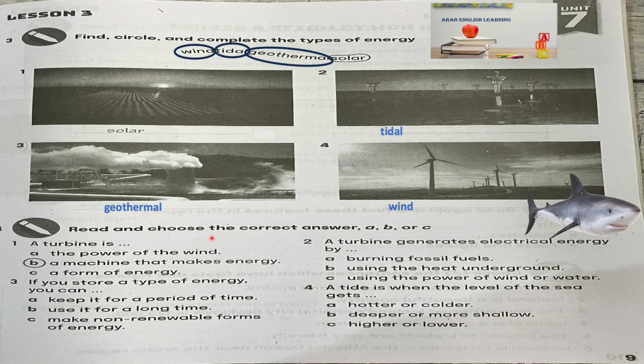Exercise 4. Read and choose the correct answer A, B, or C. A turbine is a machine that makes energy. 2. A turbine generates electrical energy by using the power of wind or water. 3. If you store a type of energy, you can keep it for a period of time. 4. A tide is when the level of the sea gets higher or lower.